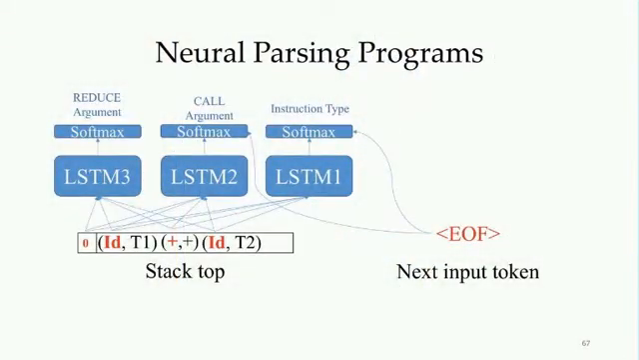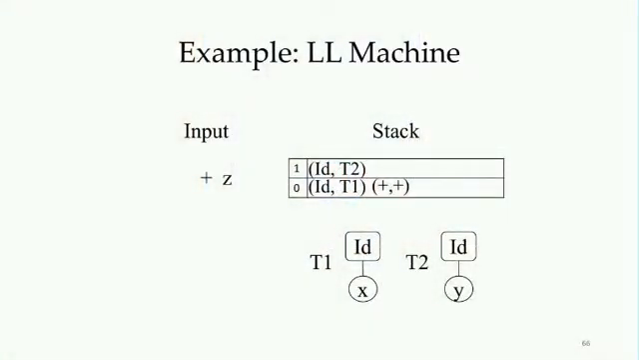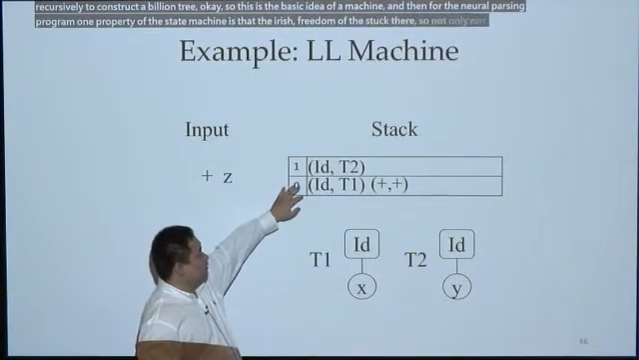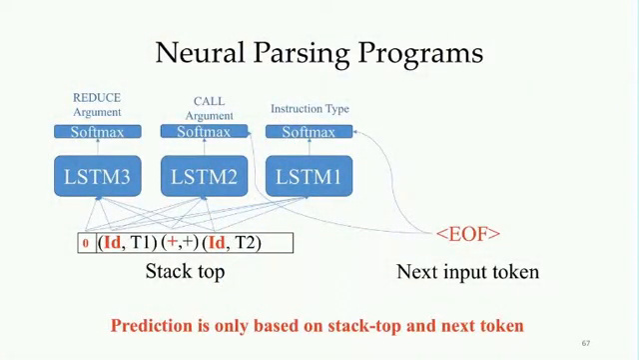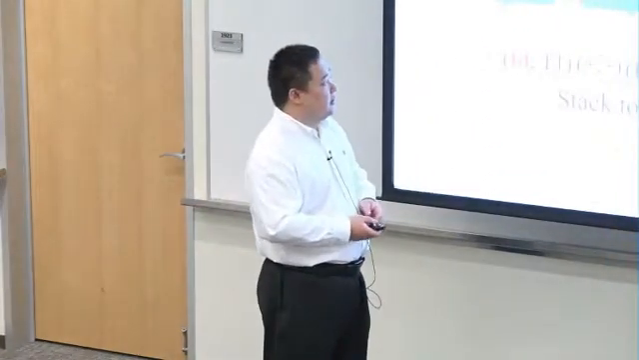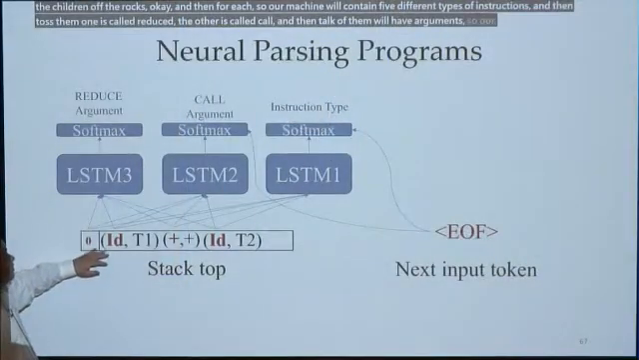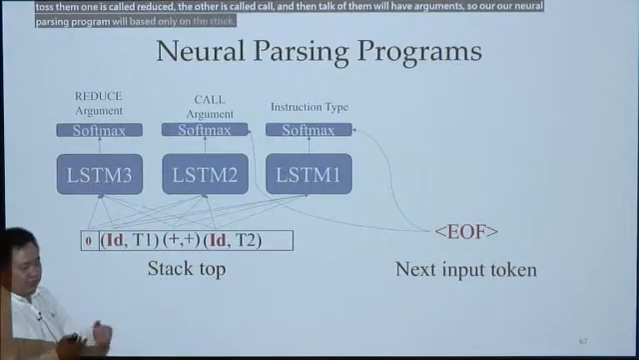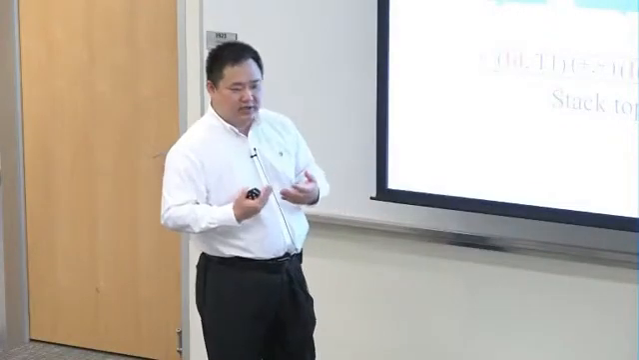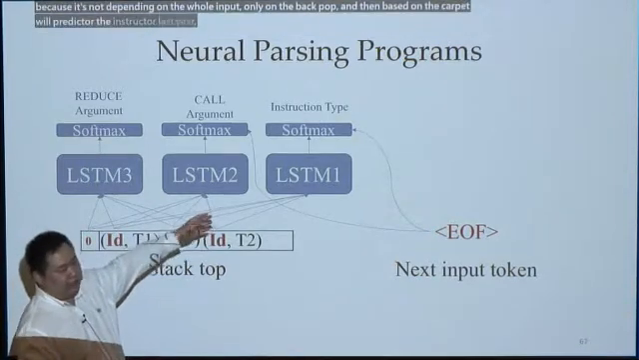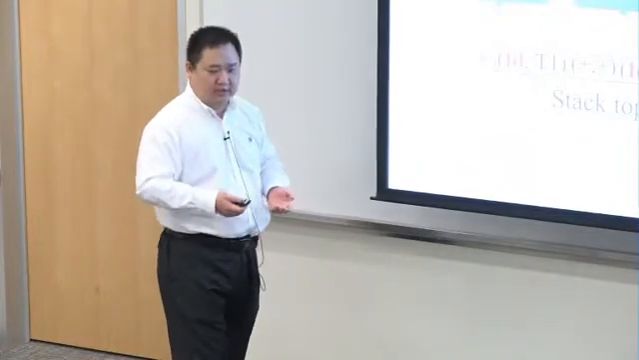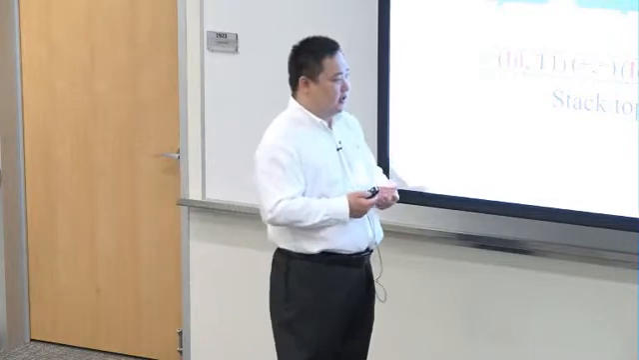And then for the neural parsing program, one property of the stack machine is that every frame of the stack not only contains one element, but contains this so-called FID and the list of different non-terminals that will be constructed as the children of the root. The LL machine will contain 5 different types of instructions, and 2 of them, one is called reducer, the other is called call, have arguments. Our neural parsing program will base only on the stack top. This is why this algorithm can be generalized to arbitrary input, because it's not depending on the whole input, but only on the stack top. Based on the stack top, it will predict the instruction. One LSTM is used to predict the instruction type, and 2 other LSTMs are used to predict the arguments. If you are interested, I can talk more about the architecture after this.